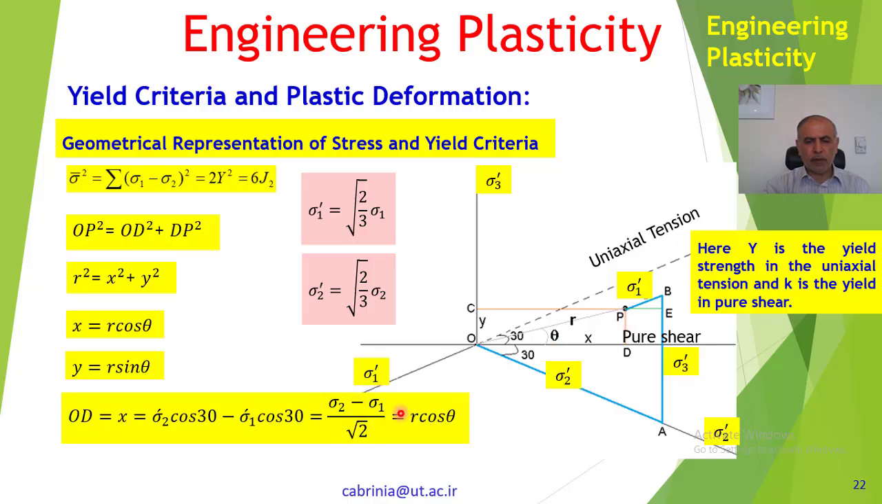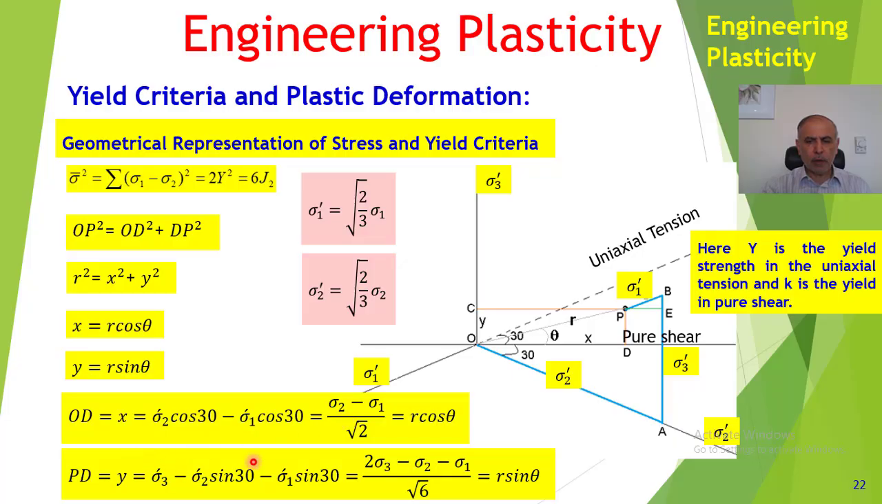So you can see that we have found the relationship between X, the polar coordinates, and the stress components in the three-dimensional stress space. Okay then. Similarly, this Y, PD, also is equal to sigma 3 prime, which is this AB. Sigma 3 prime is AB, minus sigma 2 prime sin 30. Okay, because we want this PD.